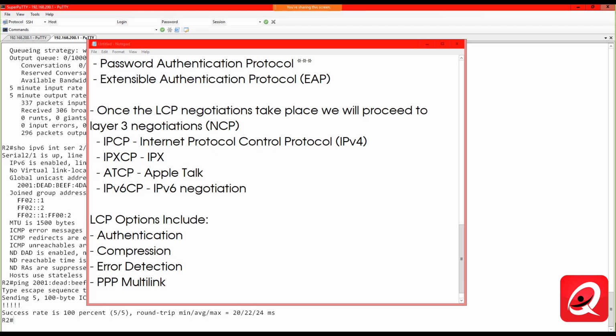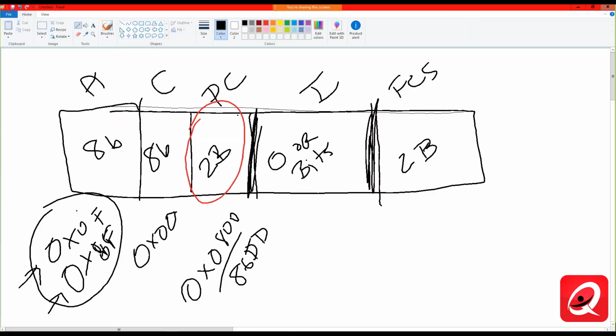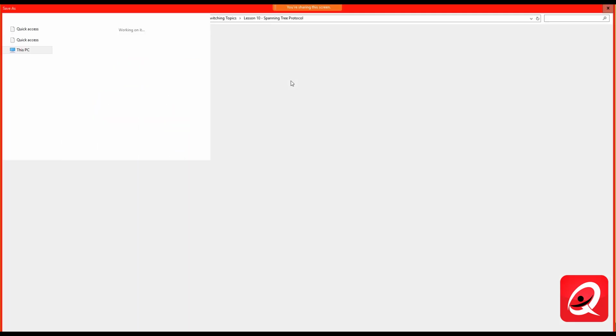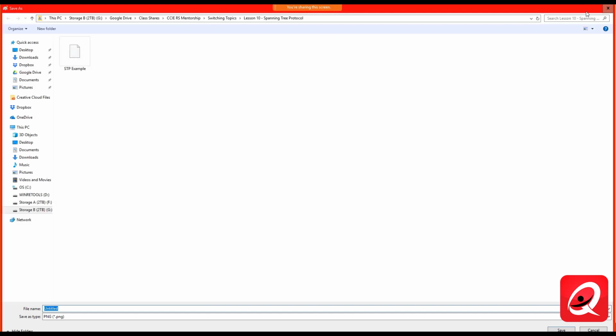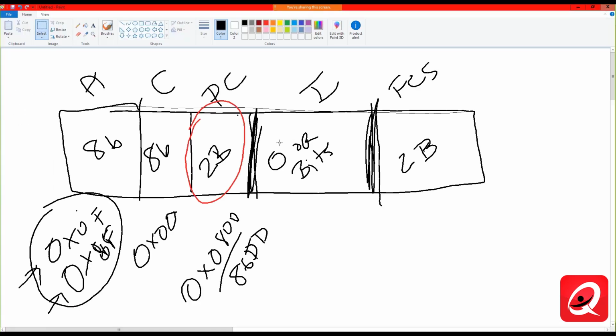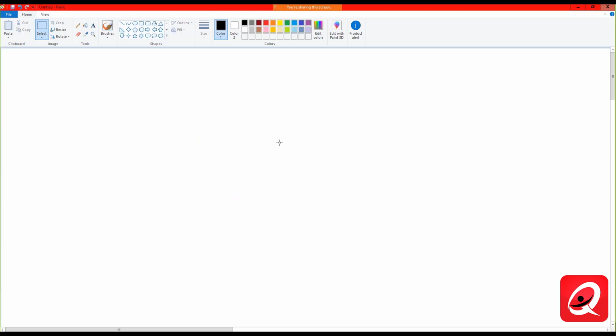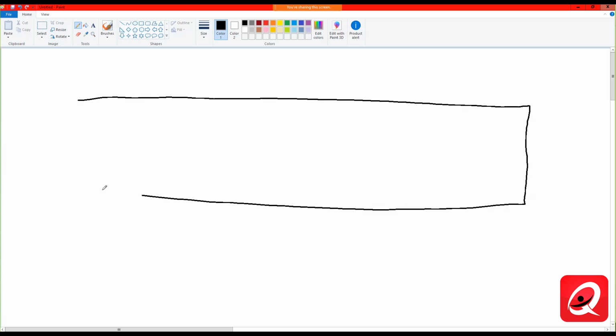Okay. So let's talk a little bit about the structure of a PPP frame, because we did talk about the structure of an HDLC frame. So let's go back to my paint window here. All right, so that was our HDLC frame. Let's get rid of that. All right, now let's talk about our PPP frame. Again, not something you would, of course, need to know for the lab. But it's definitely something that could be useful for the written exam.